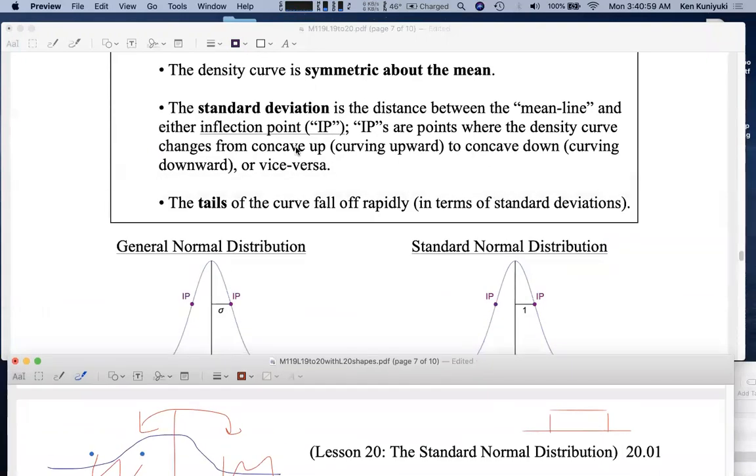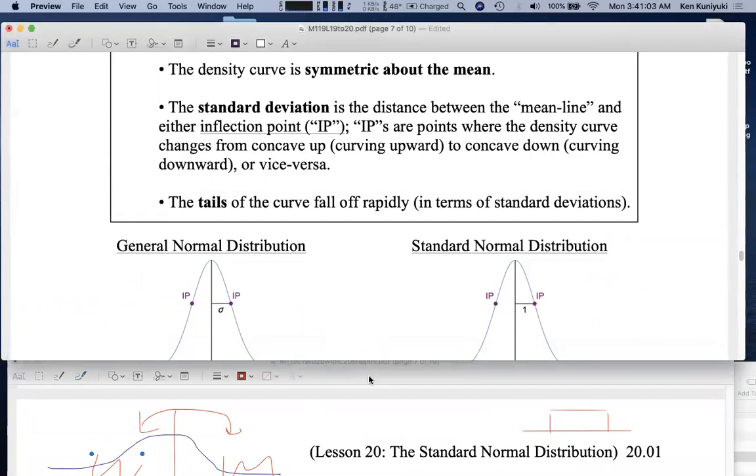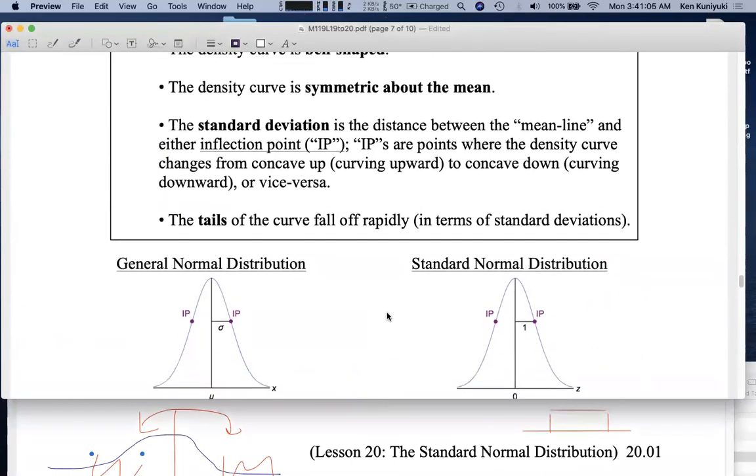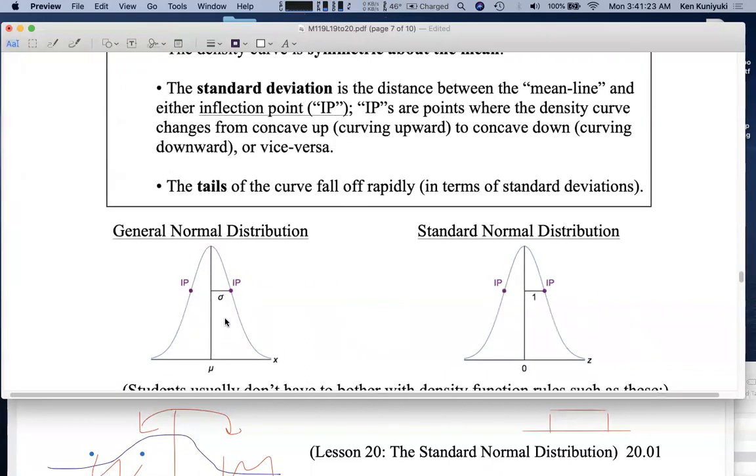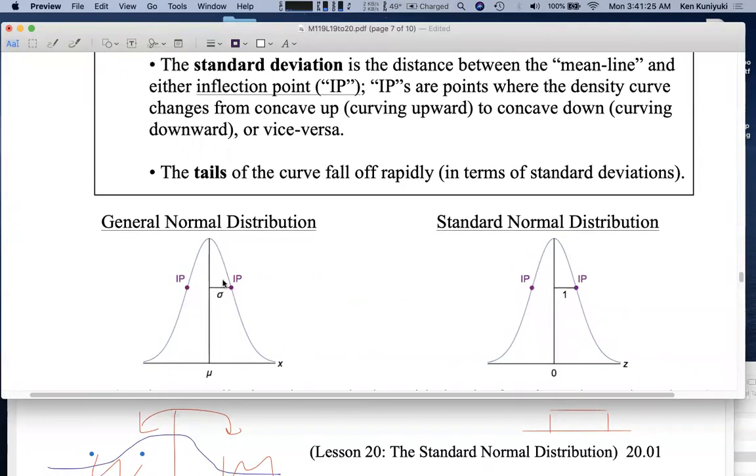The standard deviation is the distance between the mean line and either inflection point. I'll go to my nicer pictures down here. These are produced by Mathematica. So in general, for a general normal distribution, if you look at this center line here, the mean corresponds to this hilltop. The standard deviation, sigma, is the distance between the mean line and either inflection point.